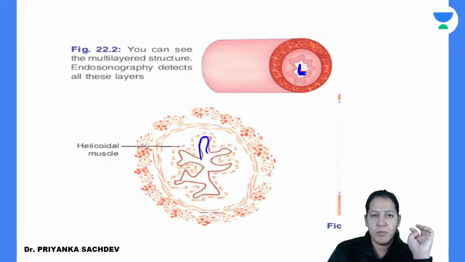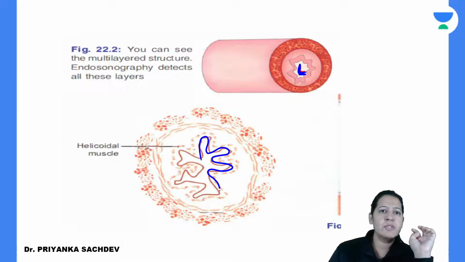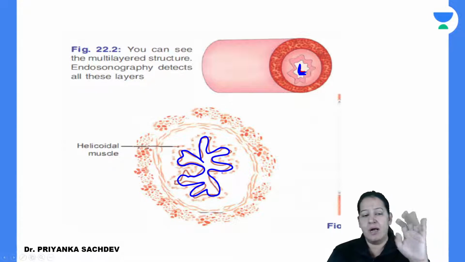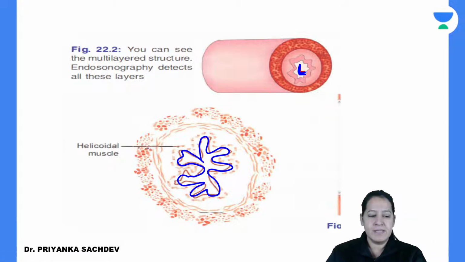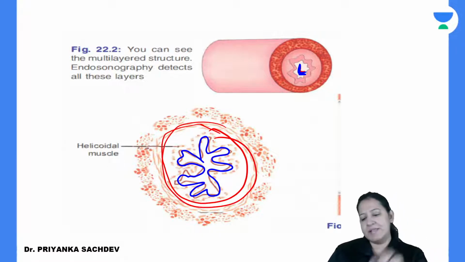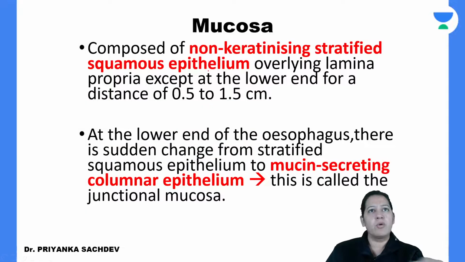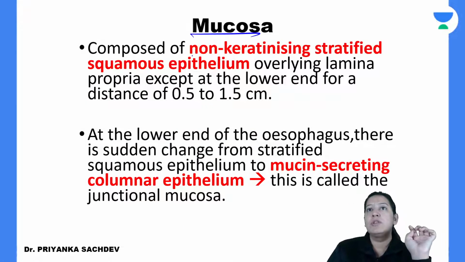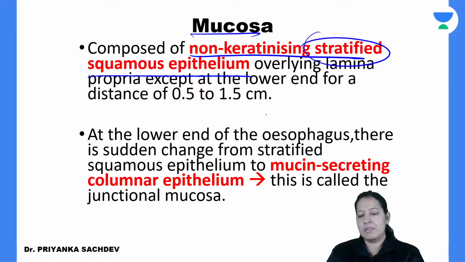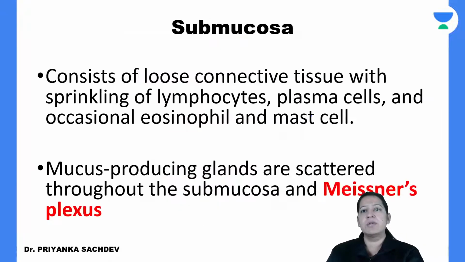Can you see? This is the innermost layer, the mucosa. So what is the mucosal lining? It is a squamous lining, squamous epithelium. You can see the submucosa. Submucosa has glands, and then muscularis propria, and then serosa. About the mucosa, as I have already told you, the mucosa is non-keratinizing stratified squamous epithelium. It is non-keratinizing. Stratified means multi-layered. Multi-layered squamous epithelium, right? So this is the mucosa.